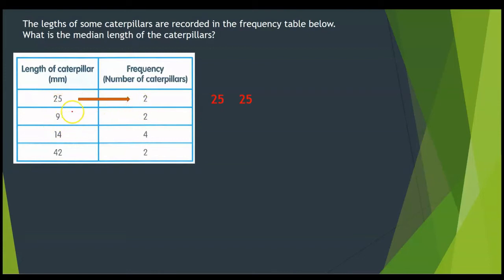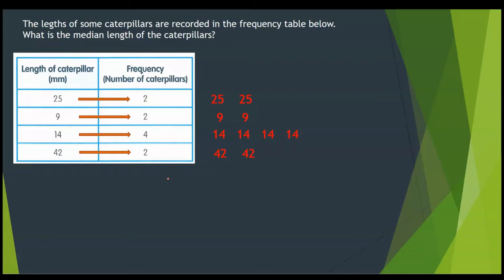What about the 9 millimeters? The 9 millimeters is repeated 2 times, which means I have 2 9s. The 14 millimeters is repeated 4 times, which means I have 4 14s. And 42 is repeated 2 times, which means I have 2 42s. Okay? So now, this is the set I have.